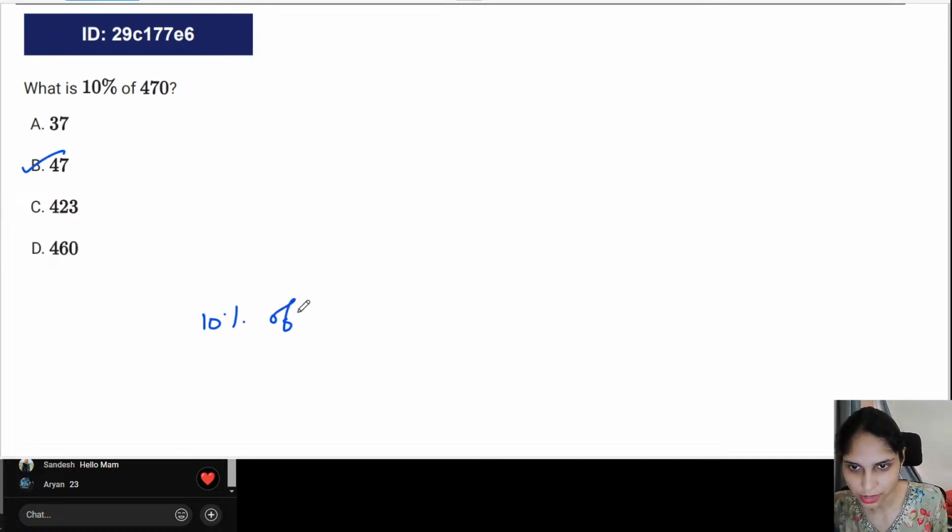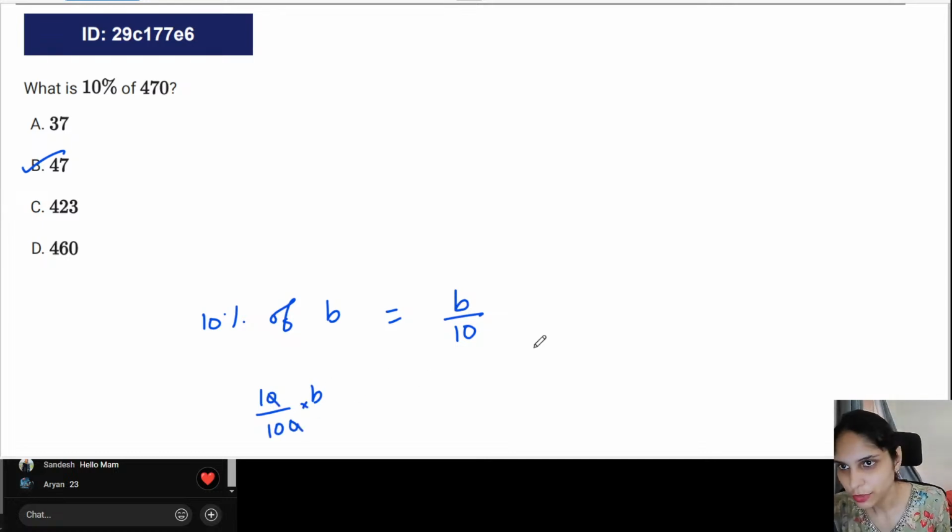So 10% of any number B is going to be B over 10. How do I know? Because 10 over 100 times B becomes B over 10. If you're finding 10%, you just have to remove one 0, or if there is no 0, then just put a decimal before the last digit. If it were 10% of 47, the answer would be 4.7. All right?